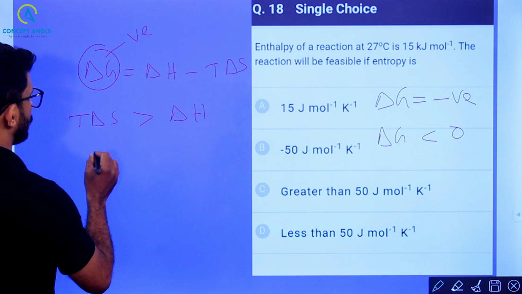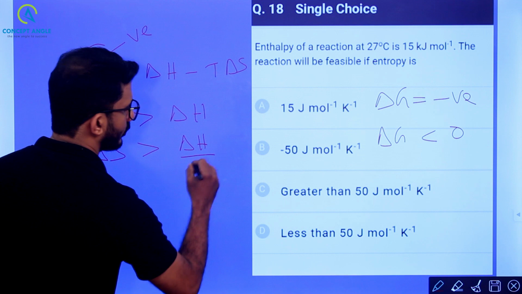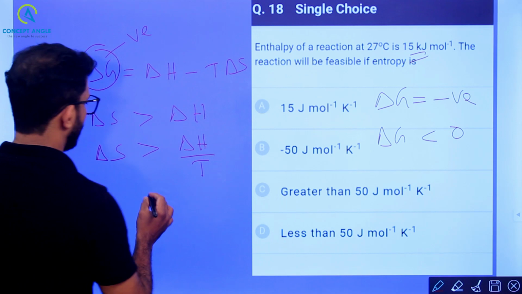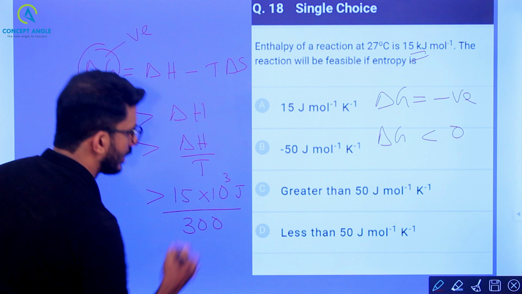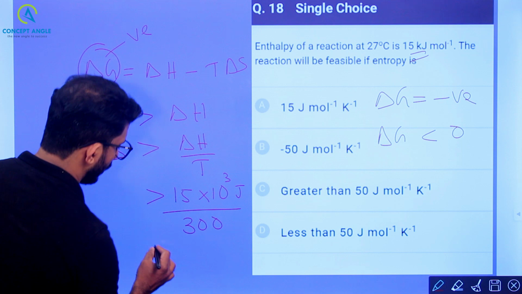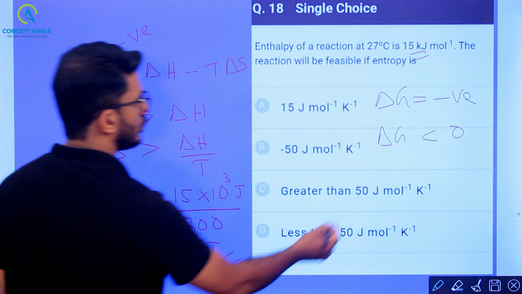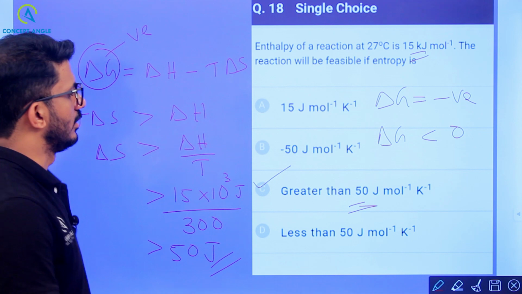So delta S is greater than delta H by T. All the answers are given in joule, so here this is given in kilojoule. Delta H is 15 kilojoule, that is equal to 15 into 10 raised to 3 joule, divided by temperature. 27 degrees Celsius is 300 Kelvin. 15,000 by 300 is 50 joule. So it should be greater than 50 joule per mole per kelvin. So option C is the answer.